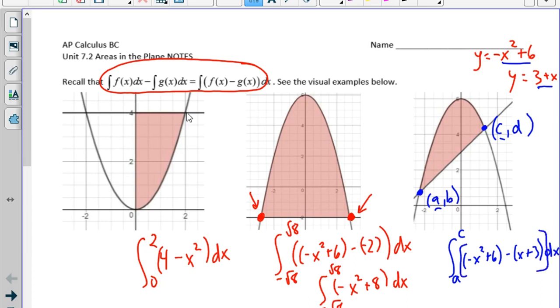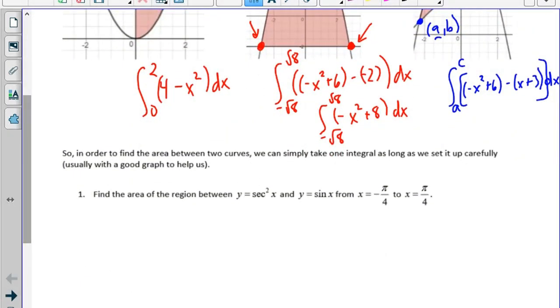And that will actually give me the integral of this shaded region, or the area of that shaded region. So in order to find the area between two curves, we can simply take one integral as long as we set it up carefully. We usually have to have a good graph, and what we end up with is the integral from the lower bound to the upper bound. And if we're doing this with x's, those are going to be the x values. Integral of the lower bound to the upper bound of the top curve minus the bottom curve dx.